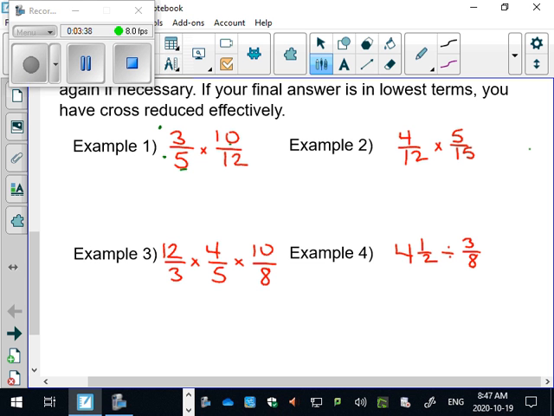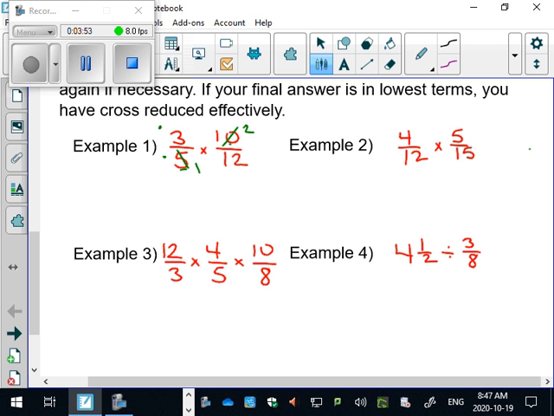And here's how you say this to yourself. 5 will go into itself once. You cross it out neatly, and you neatly put a 1. As you say it, you do it. So 5 will go into itself once. 5 will go into 10 2 times.